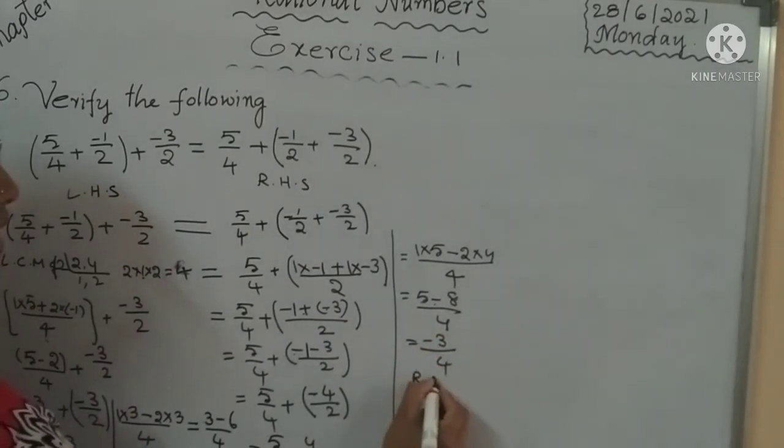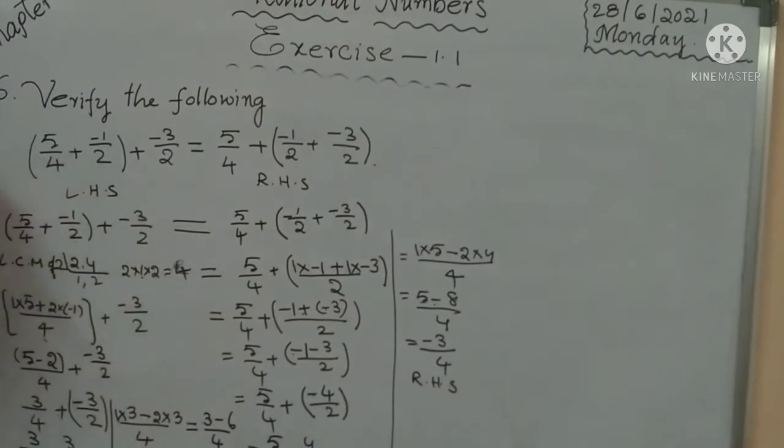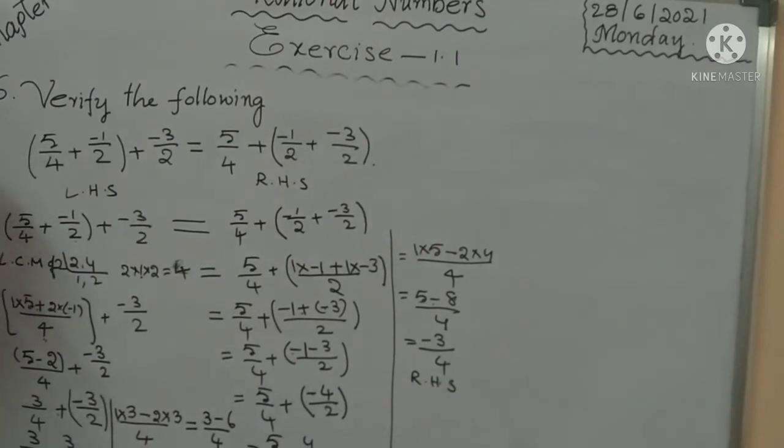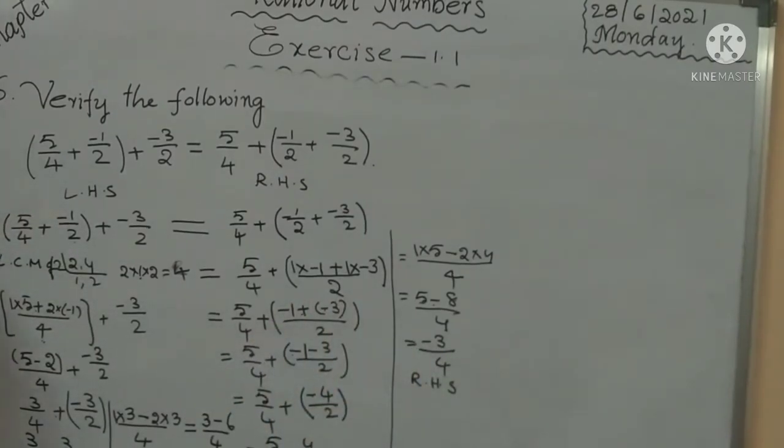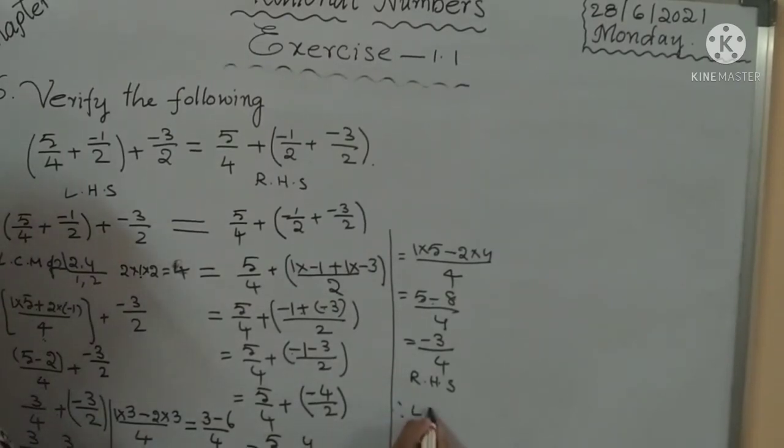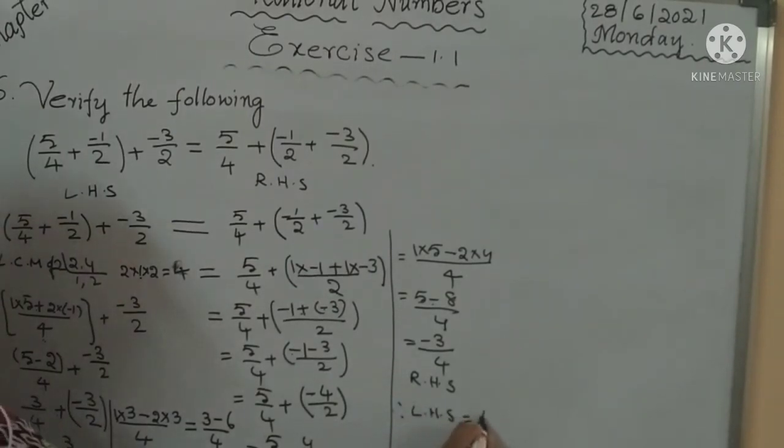This is the RHS. Once observe that the LHS value is minus 3 by 4 and the RHS value is minus 3 by 4. What we observe, students, is that both the sides' values are equal. So is the equation possible or not? Yes, possible. So finally, we should write LHS equal to RHS. It means minus 3 by 4 is equal to minus 3 by 4.